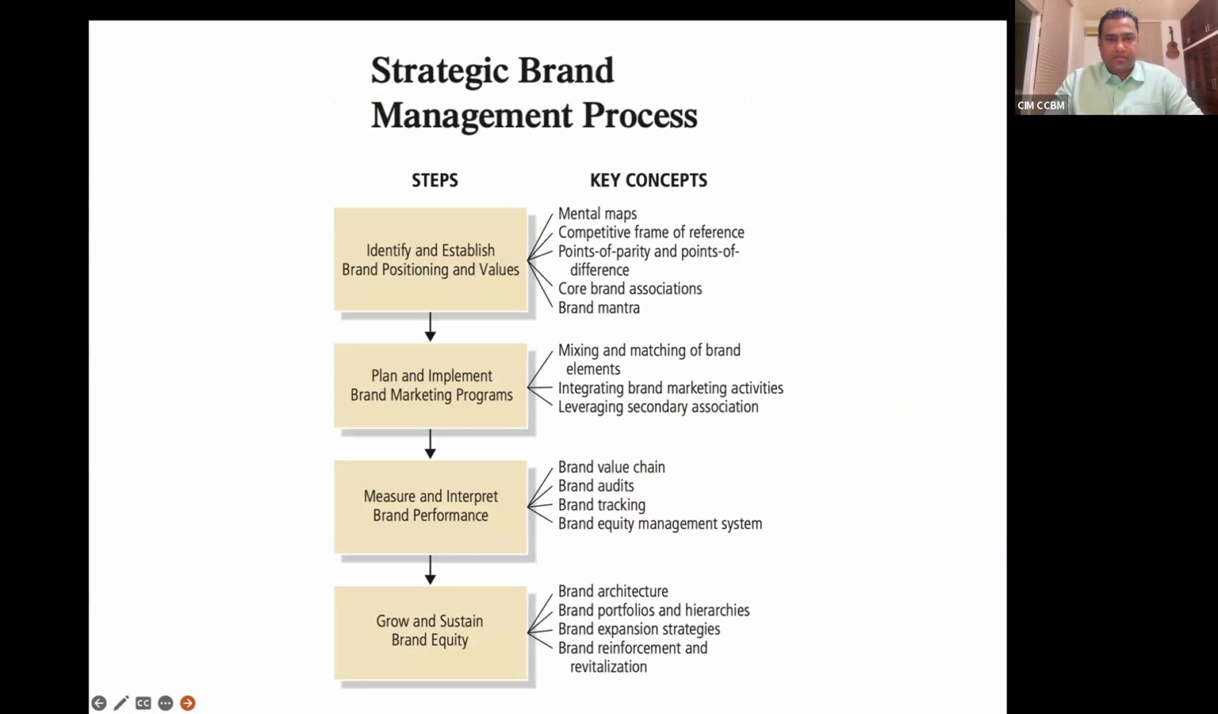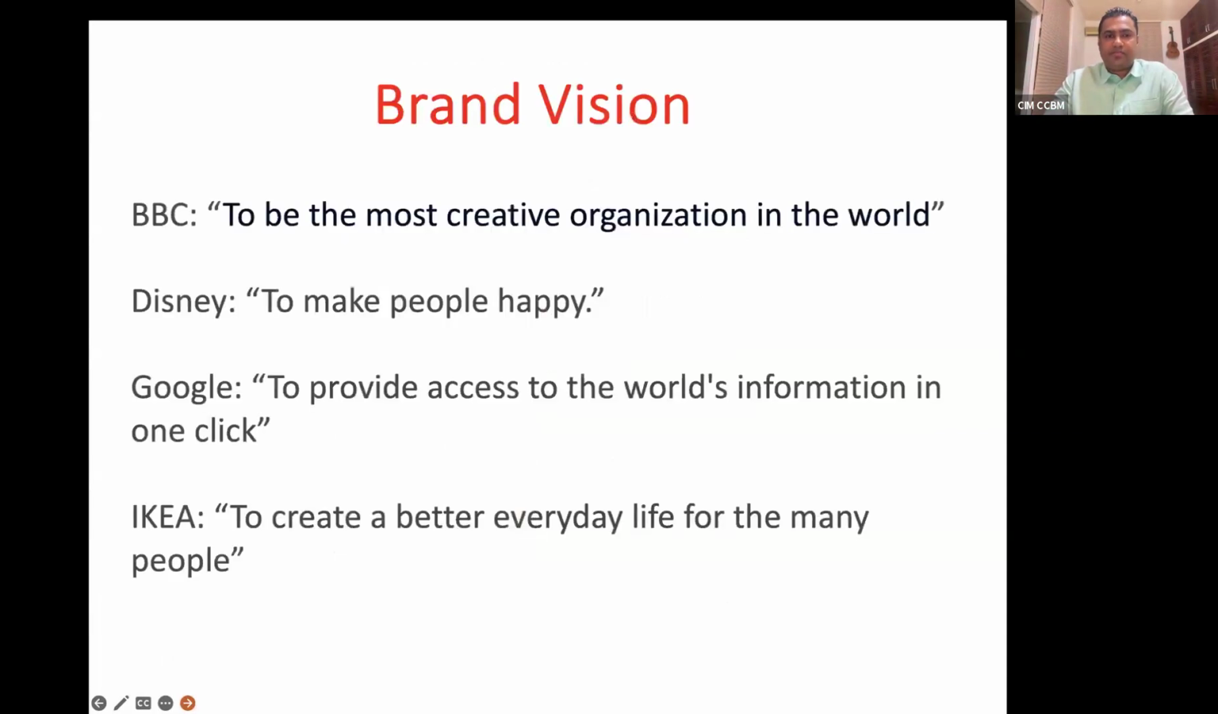Strategic brand management: to identify and establish brand positioning and brand values; to plan and implement brand marketing programs; to measure and interpret the brand performance; to grow and sustain brand equity. So you can see the 4 steps covered in so many chapters across this book. You will learn some of these theories in this course, and I would encourage you to read this book and watch the videos by Kevin Lane Keller that I've given you as well.